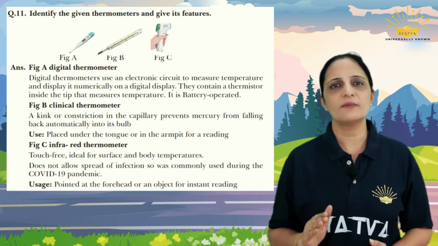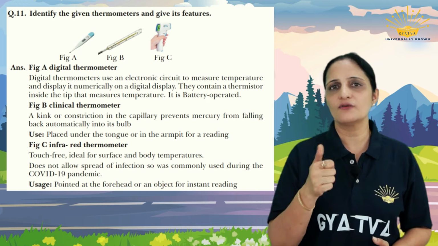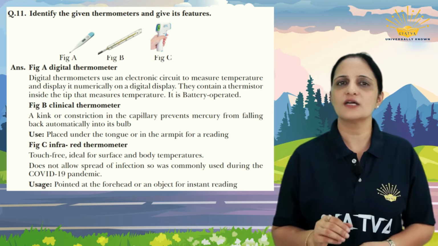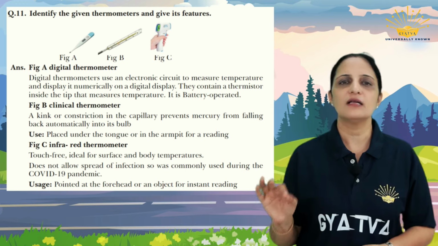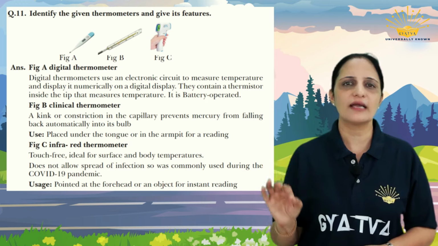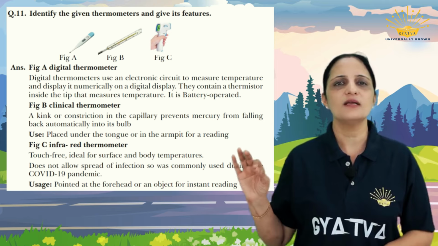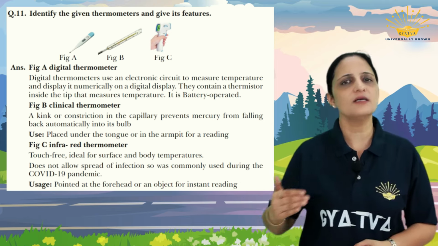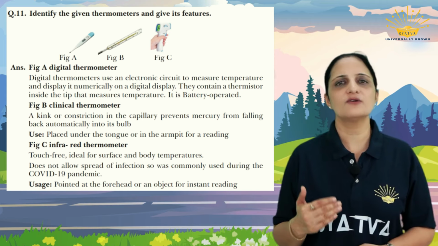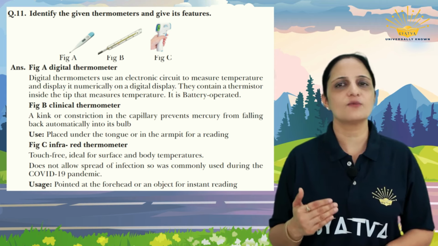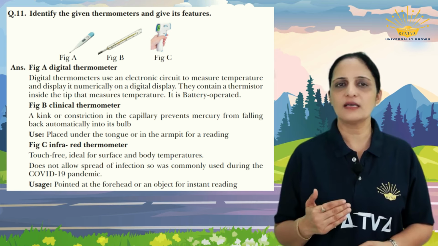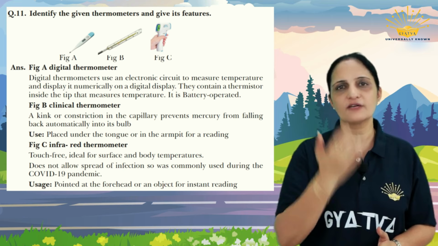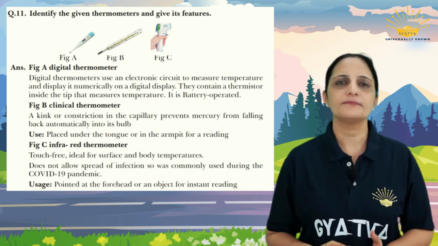Figure C, if you remember, you must have seen this thermometer during the Covid era when doctors used to note down the temperature. So which one is figure C? Infrared thermometer. That is touch free and it is ideal for surface and body temperatures. It is used for measuring temperatures from a distance. It doesn't allow the spread of infection. That is why it was commonly used during the pandemic. Usage: pointed at the forehead or the object for instant reading.